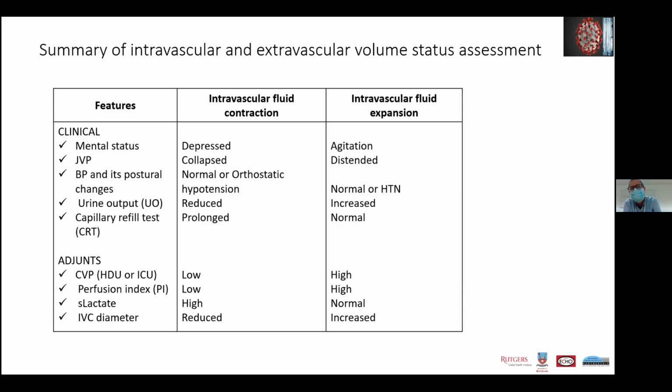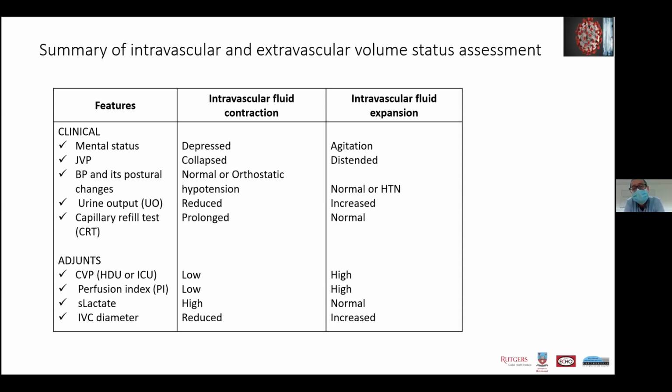Meanwhile, with intravascular fluid expansion, the patient will be agitated, the JVP will be distended, and the BP will be normal or high because the intravascular volume is high. Remember, cardiac output is one of the determinants of the BP. That's why with high cardiac output, you can find the patient is hypertensive. Sometimes that hypertension is not well interpreted as fluid overload.